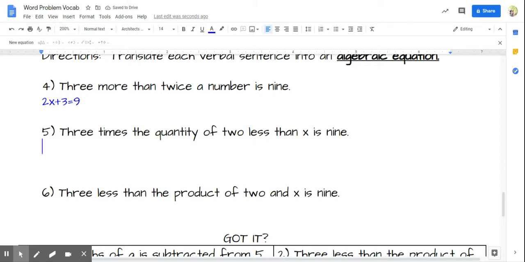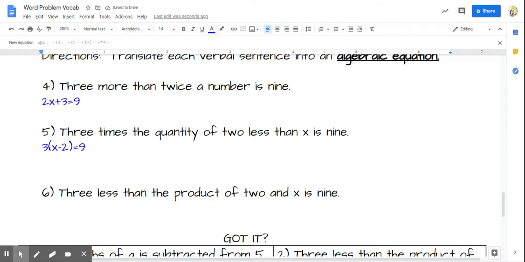Okay, number 5. 3 times the quantity of, so that means I'm going to have 3 times parentheses, right? The quantity of means parentheses. 2 less than x. So inside that parentheses, I'm going to have 2 less than x. Less than is subtraction. It's also a reverse word. So I'll have x minus 2 is 9. So equals 9.